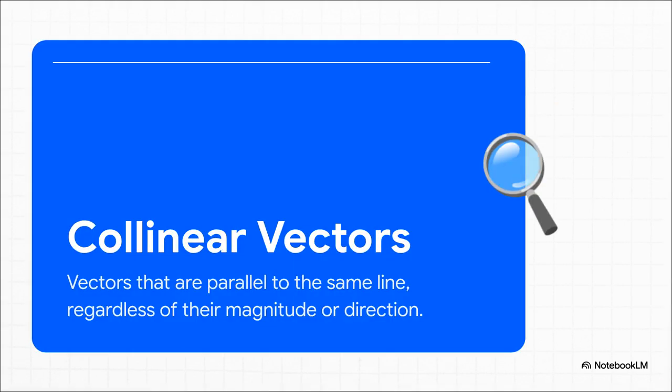Now, what about vectors that kind of share a path but aren't exactly the same? Well, those are called collinear vectors. The best way to picture this is to imagine a really long, straight highway. You've got some cars going north, some going south. Some drive for 10 miles, others go for 100. They're all on completely different journeys, but because they're all traveling along that same straight highway, they are all collinear.